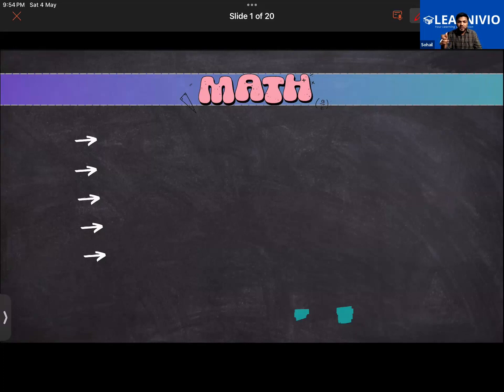The syllabus of mathematics for your class. Usually, schools follow the NCERT curriculum. They follow the syllabus provided by the NCERT. But different schools have slightly different syllabi. So the first thing I need to know is your syllabus. What is your mathematics syllabus?